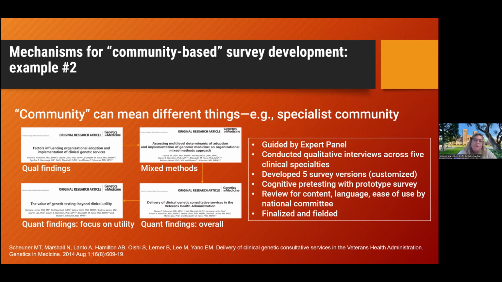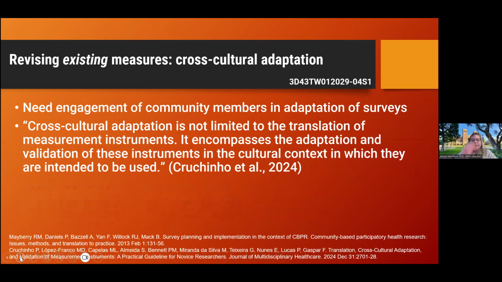And the other realm that I wanted to share with you, where I've been doing some of this thinking, is in the revision of existing measures. So, we think about how do we design measures to begin with, but oftentimes we are actually more in the situation of adapting measures that exist and perhaps doing so in a CBPR manner.